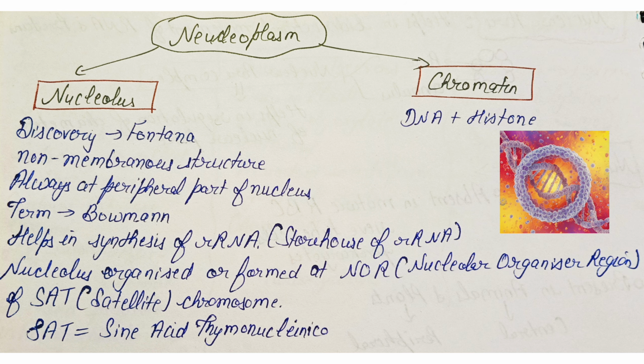If we look at the nucleoplasm in detail, it consists of the nucleolus and chromatin. The chromatin is composed of the DNA and the histone protein. And the nucleolus was discovered by Fontana. Nucleolus is a non-membranous structure and is usually at the periphery of the nucleus. It helps in the synthesis of ribosomal RNA. This nucleolus is formed at the NOR region of the satellite chromosome, and the chromatin fiber is stained using fusion stain.